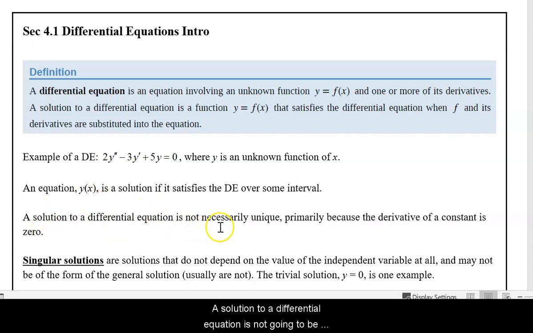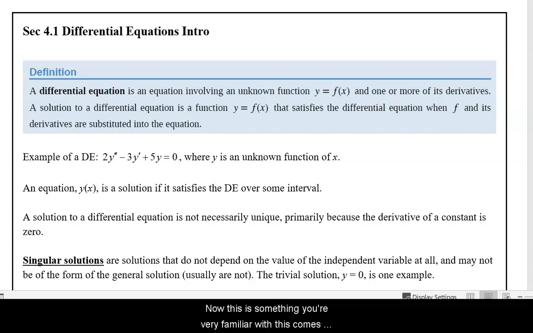Now, a solution to a differential equation is not going to be unique, generally speaking, because, of course, the derivative of a constant is 0. And because in the differential equation itself, you are dealing with different orders of the derivative of the function, any constant that might have been there has probably disappeared. So what you end up with instead are families of solutions up to the constant plus c.